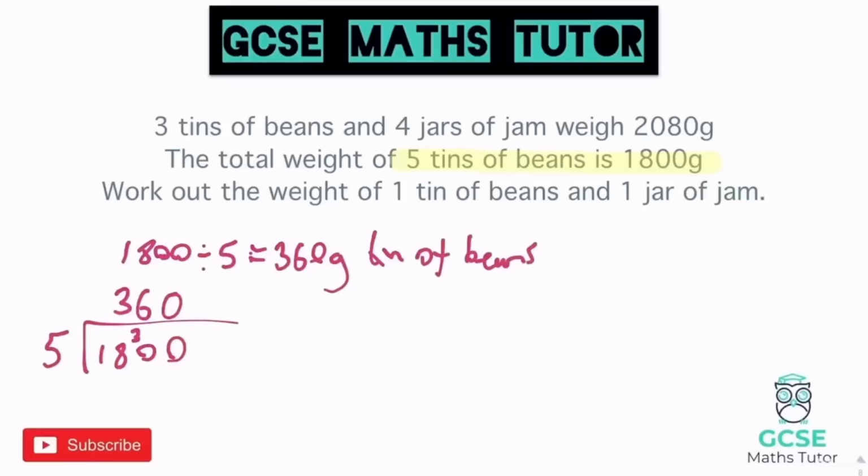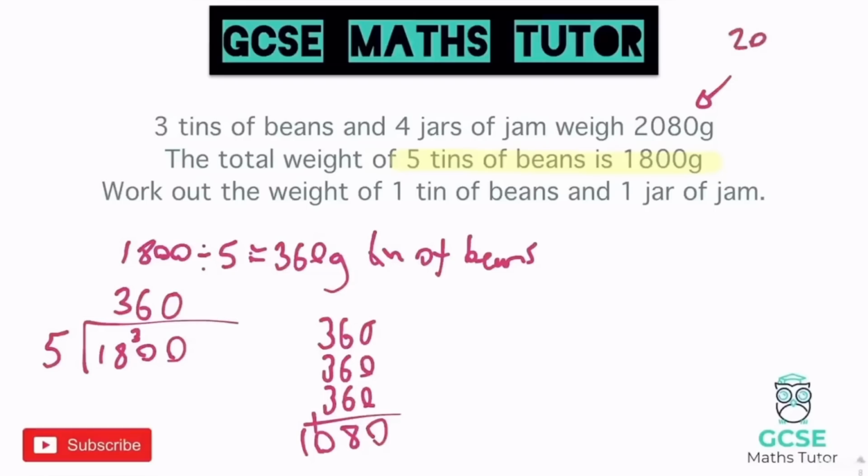It then says 3 tins of beans and 4 jars of jam weigh 2,080 back in the first line. So if we work out the weight of 3 tins of beans now, well, 3 of those would be 360, 360 and 360. If we add those all up, we get 9, 10, 1,080. So that's the weight of those tins of beans. So if we subtract that away from this original amount, so 2,080 take away 1,080, that leaves us with 1,000 grams. So those 4 jars of jam, so 4 jars equals 1,000 grams.